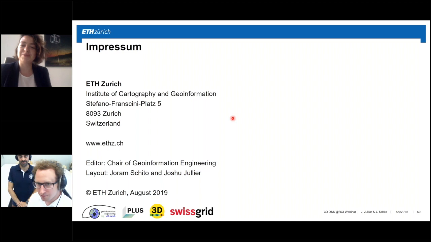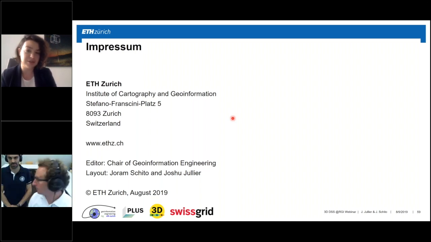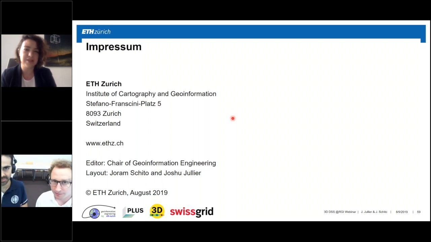And there have been a couple of questions about transferability. Do you think this tool can be used in other countries? Do you know of any examples already?